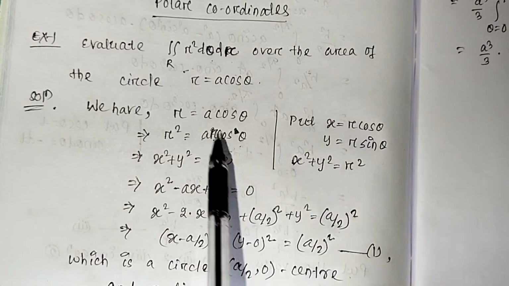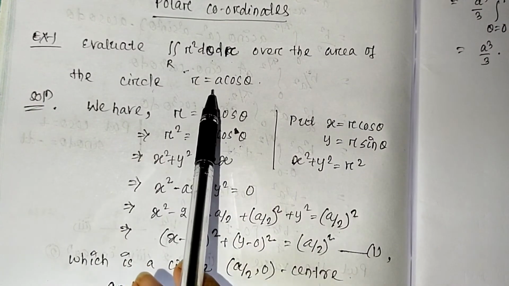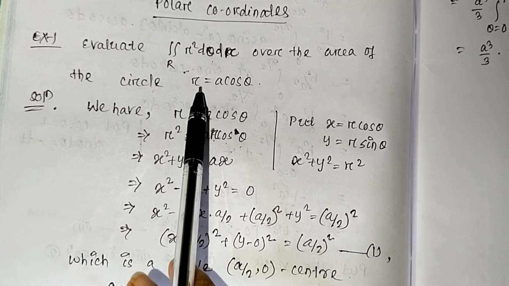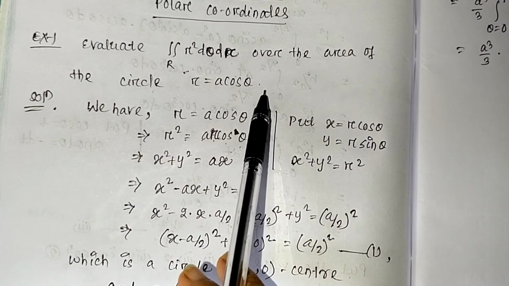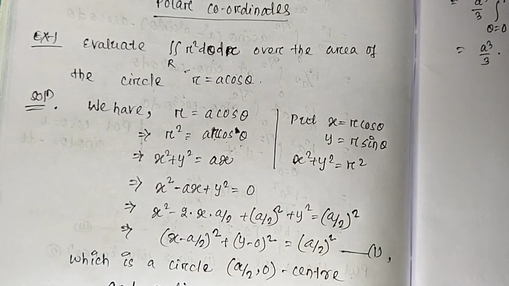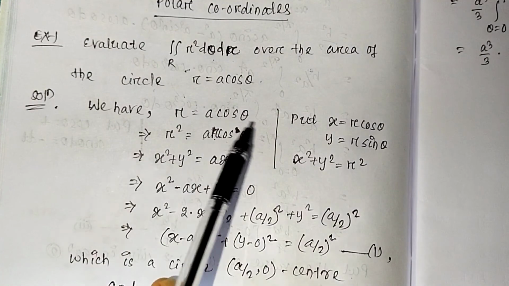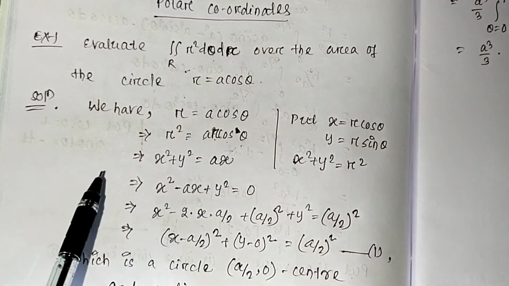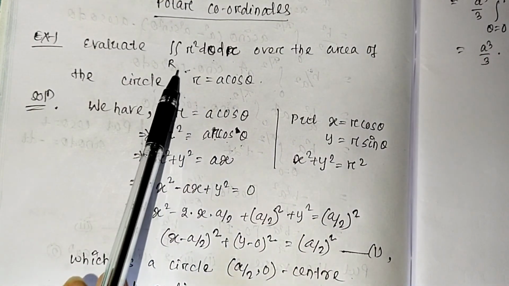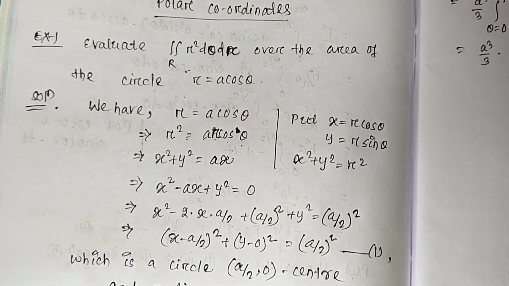Here we found the area of the circle using polar coordinates, that is r and theta. So here we know how to evaluate the double integration when the region is given in polar coordinates.